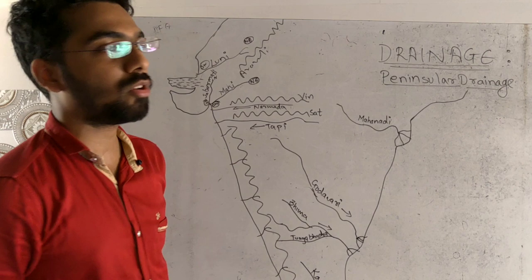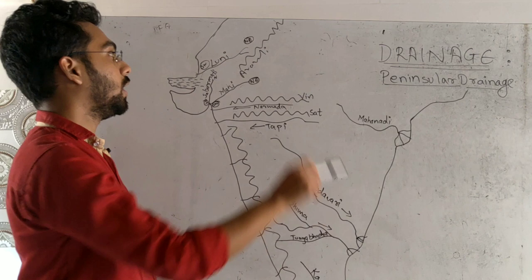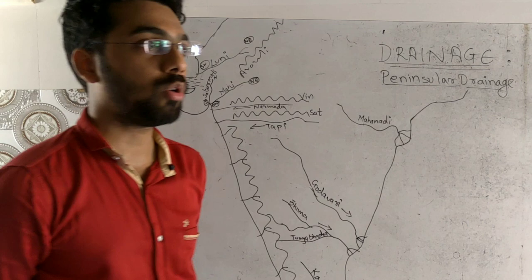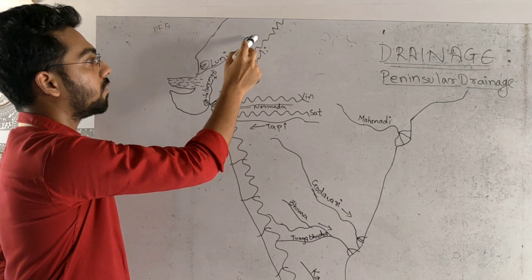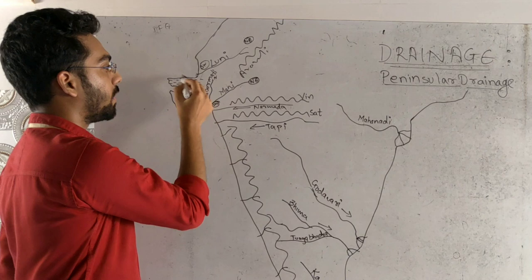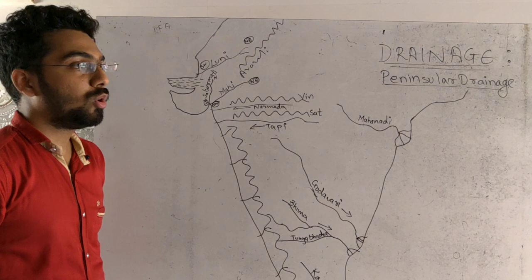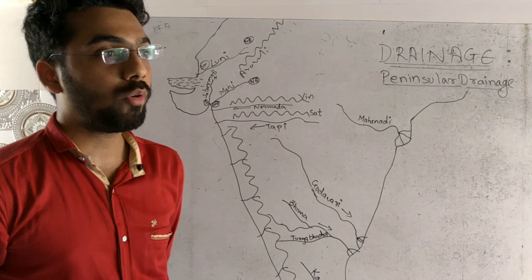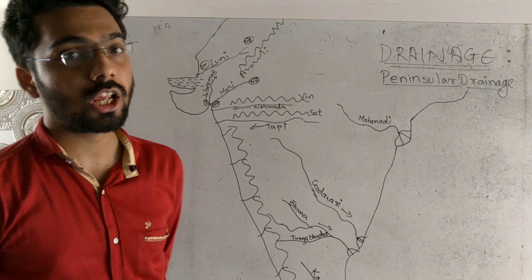First of all, I will make you understand the ones coming from the northern direction. River Luni starts from the southwestern slope of the Aravalli mountain, and it goes in a northeast to southwest direction, and ends up in the catchment area of the Arabian Sea, which is known as Rann of Kutch.